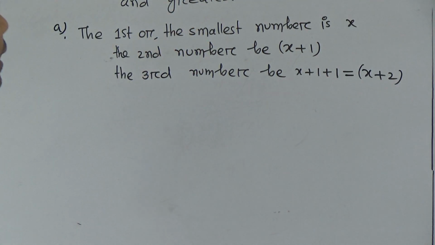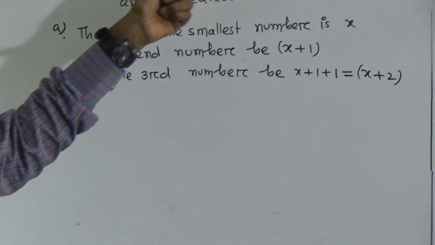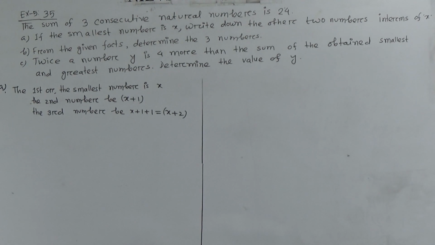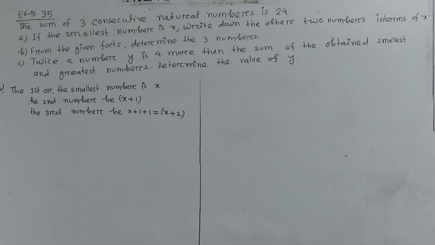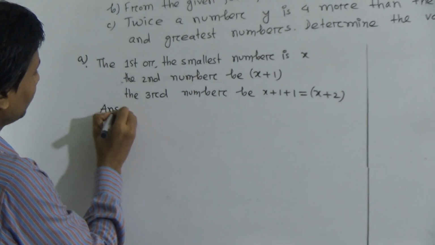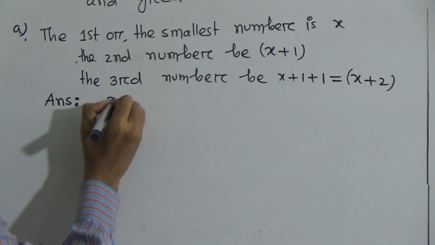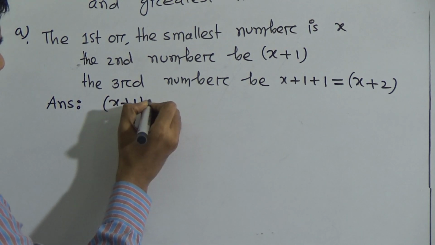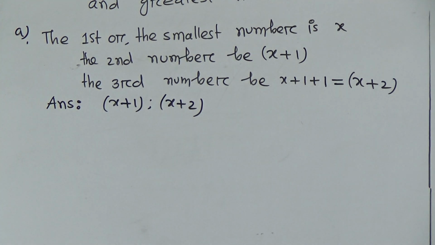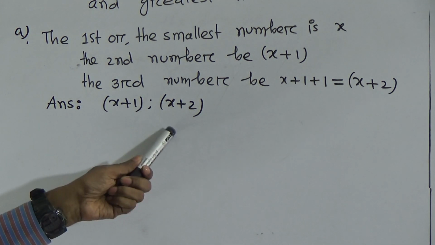Okay, now you see question number A. The smallest number is x. Write down the other two numbers in terms of x. That means you have to determine the other two numbers in terms of x. That means x must be present. Okay, so you write here the answer: x plus 1 and x plus 2. Okay, up to this, A is finished.